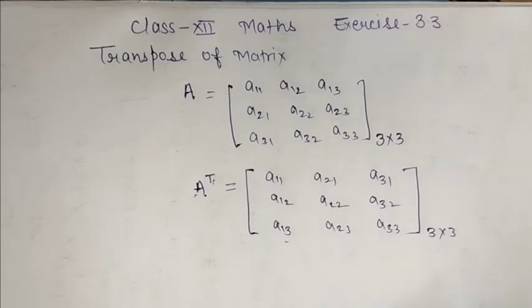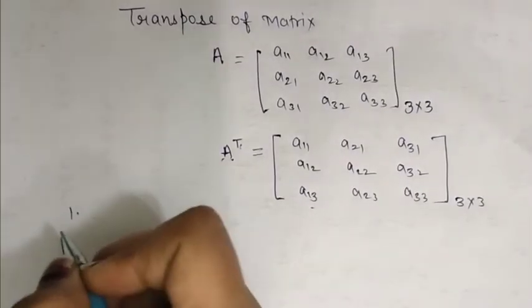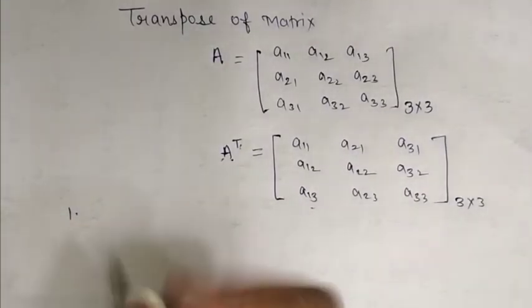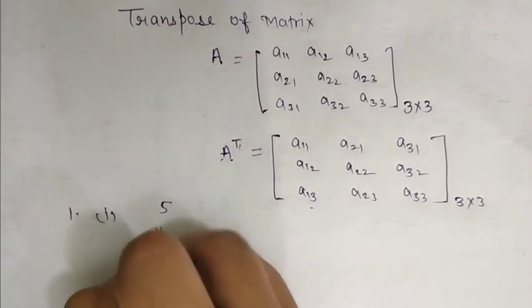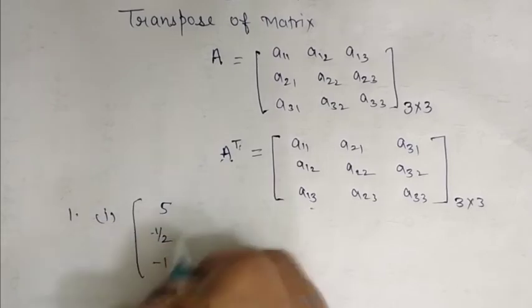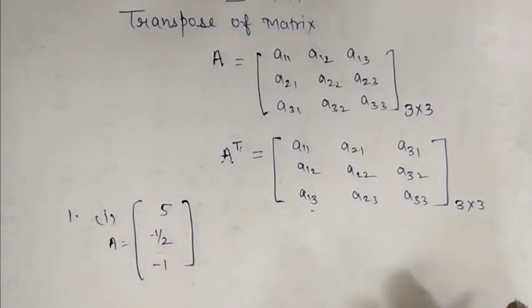We have exercise 3.3. Its first question is that we have to find the transpose of the matrix. The first part is 5, 1 by 2 and minus 1. We have this matrix, we can represent it as A and we have to find the transpose of it.